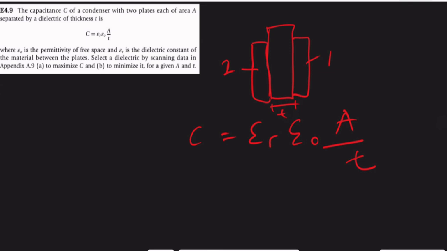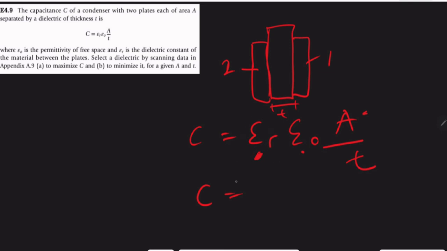Let us find the material that can maximize C. In order to maximize C, we either increase this value or this value. This one is a constant based on free space, but this value, the dielectric constant, is related to a material property. This is a material property, and these other three are not. So in order to increase the capacitance, we have to increase the dielectric constant.